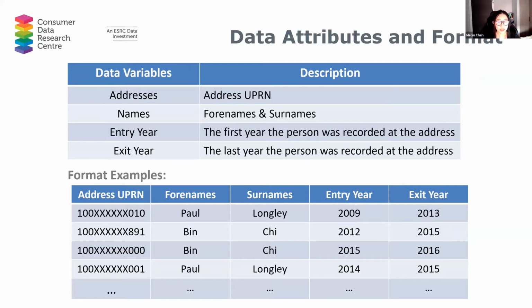We can take Bing as an example. Bing was first recorded at an address UPRN in 2012, and then first recorded at another address UPRN in 2015. This can be seen as moving from one property with an address UPRN ending with 891 to another one ending with 000. This formed an origin and destination flow, which enables us to build our application on it for the mobility research.